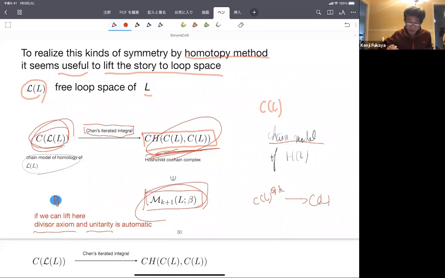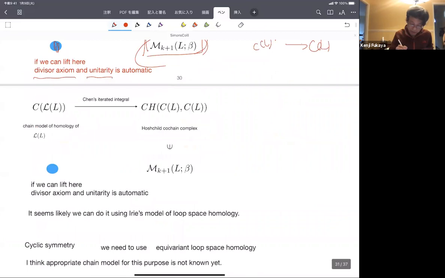And I think Irie wrote some papers about this chain model, a string topology chain model on this free loop space. And he cooked up, in certain cases, like when the ambient space is C^n, that this guy lives here. So I believe that using his model, one can lift this in complete generality. And that might give some insights into unitarity and the Dirac axiom. But I don't know how much of it is known and how much is done already. And so this is one thing.